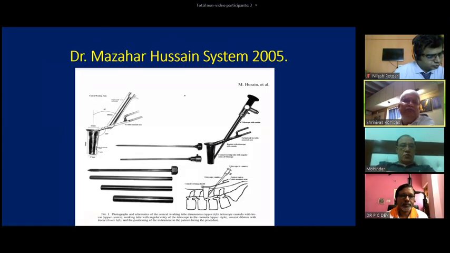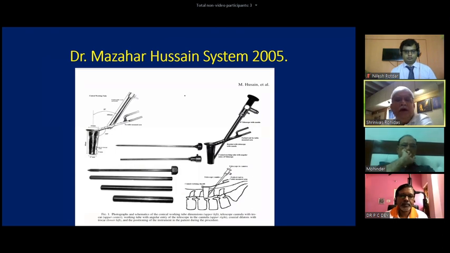A similar system by one of our Indian neurosurgeons, Dr. Mazhar Hussain, was proposed in 2005. He used a proctoscope and a channel for the endoscope. But this was a fixed system where we can use the instruments through the tubular retractor and the endoscope is giving vision.